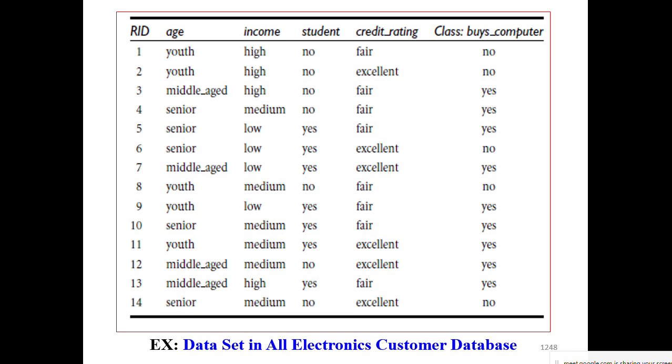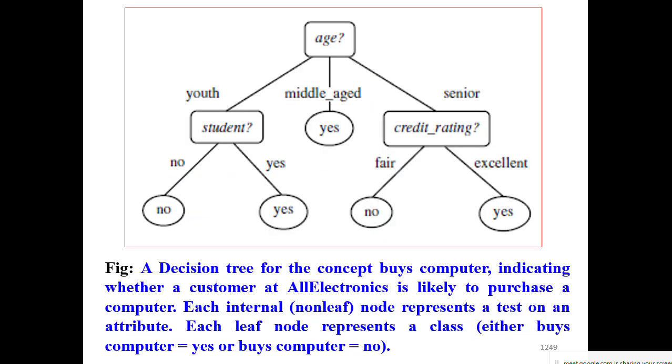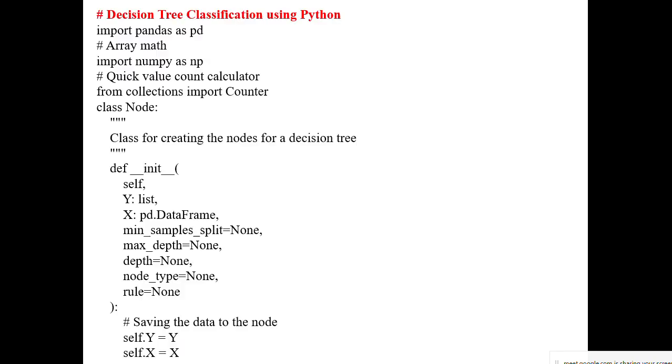Then we have a data set, the AllElectronics customer data. There are 14 records with record ID, age, income, student, credit rating, and the class buys computer, that is whether we are purchasing a computer or not. Then we have a decision tree. Age can be divided into youth, middle aged and senior; student into no and yes; credit rating into fair and excellent. This is about the decision tree algorithm.